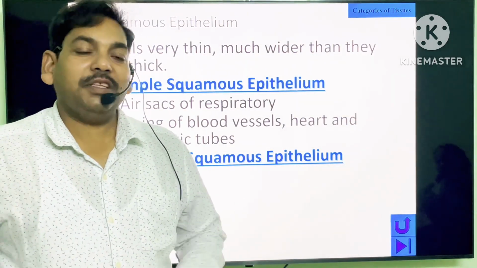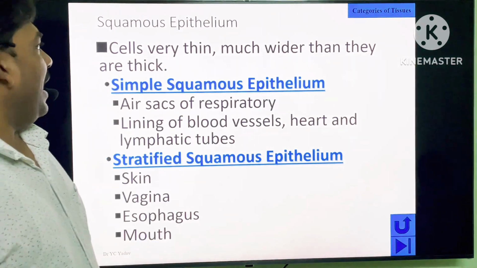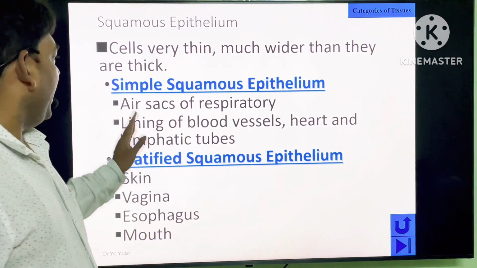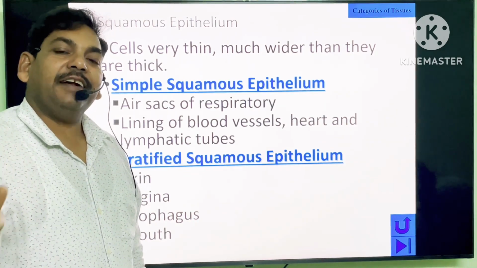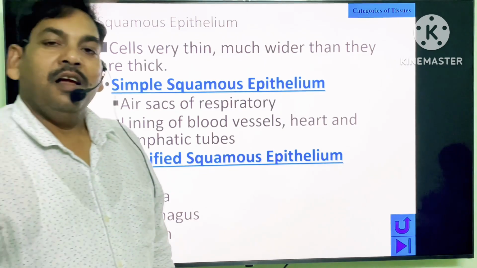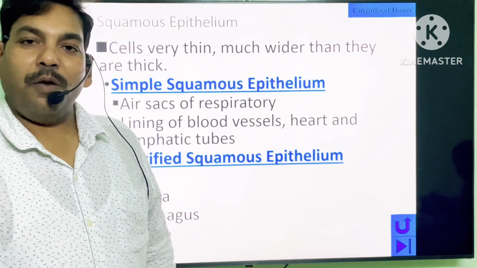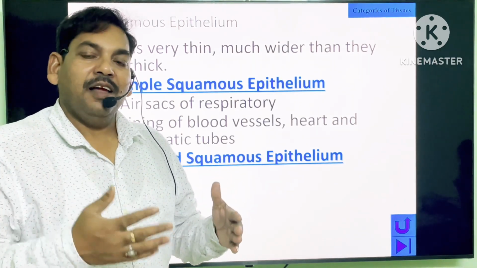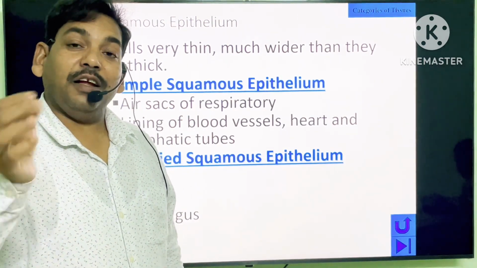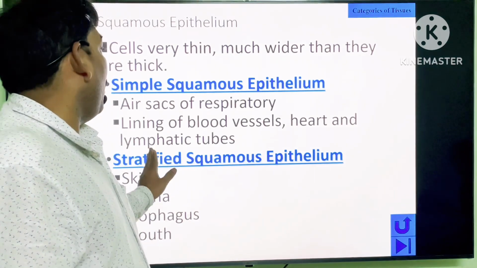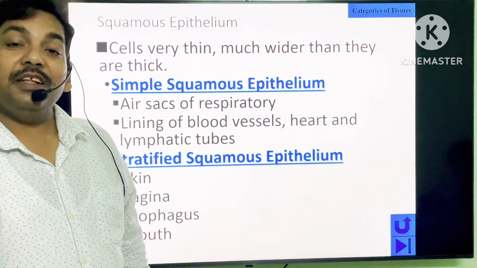Next, simple squamous epithelial tissue has a flat, square-shaped structure in a single layer, and it makes up the air sacs of the respiratory system. The air sacs present in the lungs help diffuse oxygen from the lungs to the blood, and receive carbon dioxide from the body to the lungs to be exhaled to the outside. This exchange of gases happens with the help of the air sacs, which are made by simple squamous epithelial tissue.